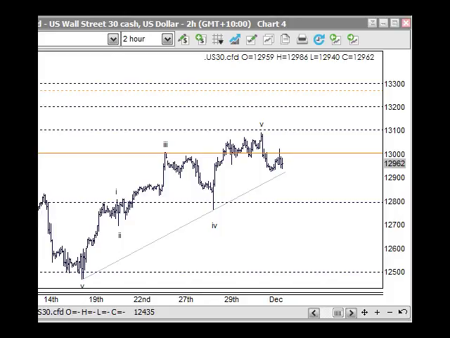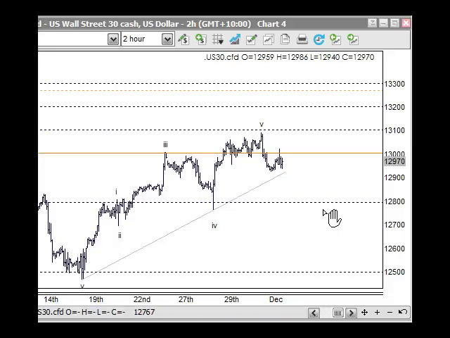Welcome to the Trading Lounge and the Day Ahead Report, and here we're looking at the US 30 on a 2-hour chart. There's not a lot of change and everything's pretty much unfolding the way it should be, in that we've got this little 5-wave sequence to the upside here, and this is the same with the Nasdaq and the S&P 500 and the FTSE and the DAX and so forth.